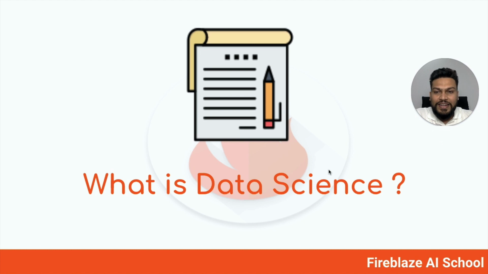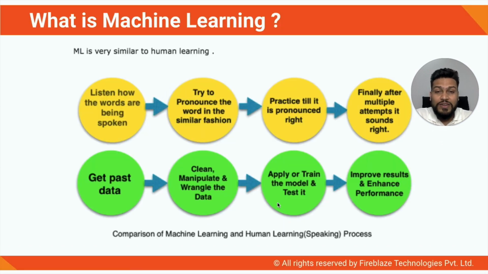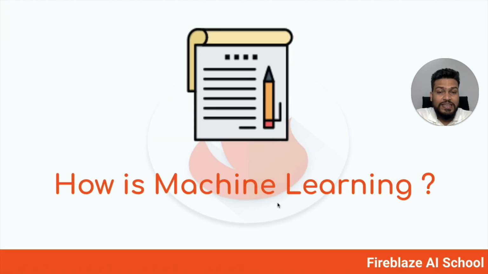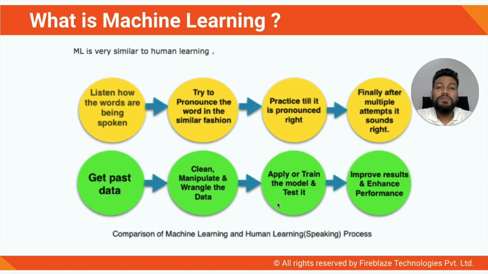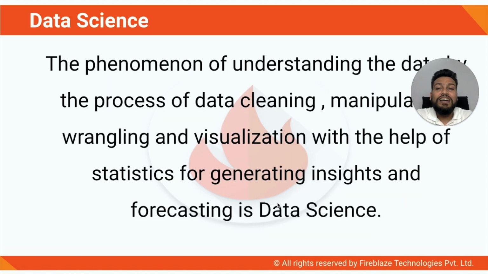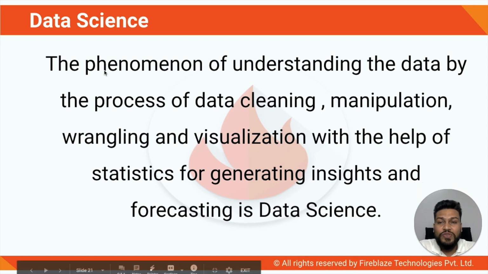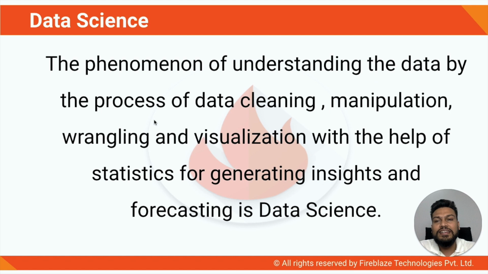Now what basically is data science? So we have seen until now what is data analysis and what is machine learning. Now, utilizing machine learning and data analysis, the entire phenomenon around the data. So basically, let's try to understand the definition first. The definition says that the phenomenon of understanding the data by the process of data cleaning, manipulation, wrangling, visualization with the help of statistics for generating insights and forecasting is data science.